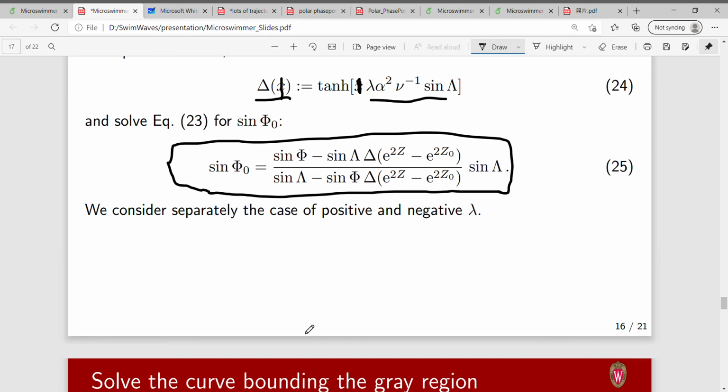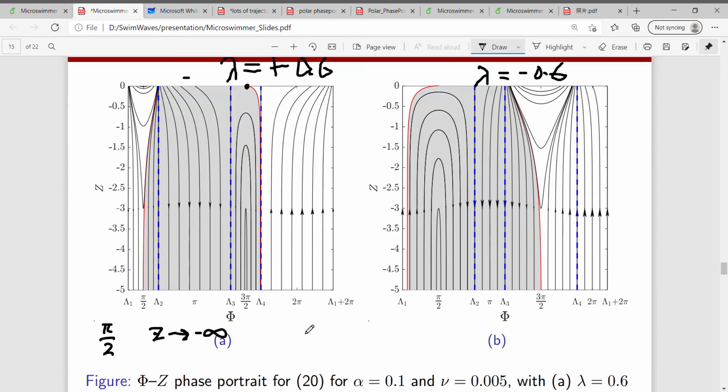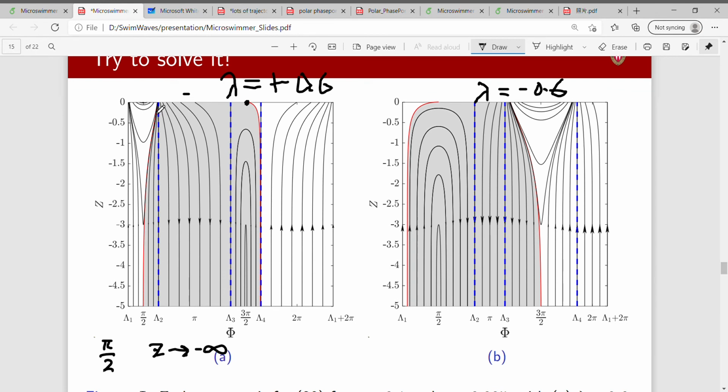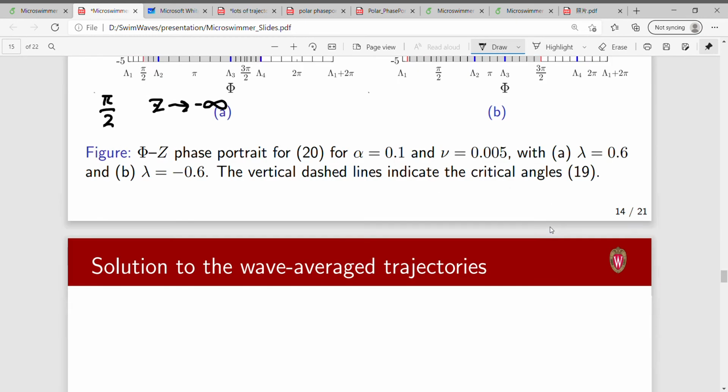And we have to deal with the positive lambda and negative lambda cases separately, because they have different situations: for positive lambda we have the cusp at the left, and for negative lambda we have the cusp located on the right hand side.